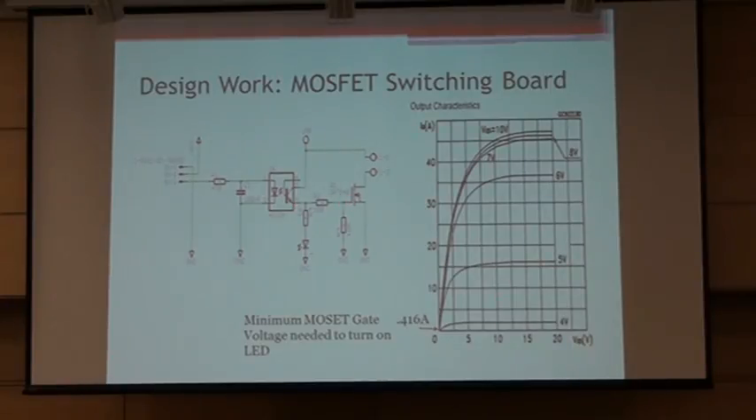In this graph, you can see that if we need to draw 0.416 amps through the MOSFET, we would need at least 4 volts at the gate. That's why we use this opto-isolator to increase that voltage way above it, to around 11 volts, which would be up here. Our 3.3 volts that our microcontroller is capable of would be down here and wouldn't guarantee that it would switch on.